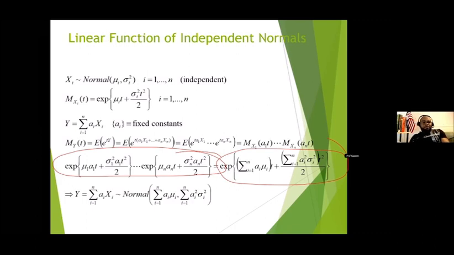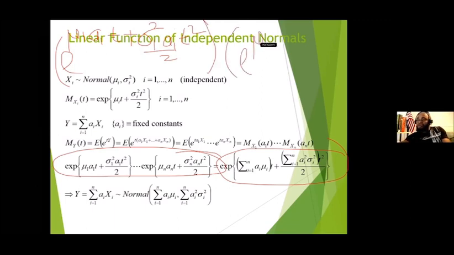Okay. Yep. Now, I'm going to show you right away. Look at it. This is the first one, right? Let me write exponential raised to the power mu 1 a 1 t plus sigma 1 squared a 1 squared t squared divided by two. This is the first one. Now, you're going to see that we also have the second one, which is going to be mu 2 a 2 t plus sigma 2 squared a 2 squared t squared over 2. And you're going to have all of that until you get to the last one here.